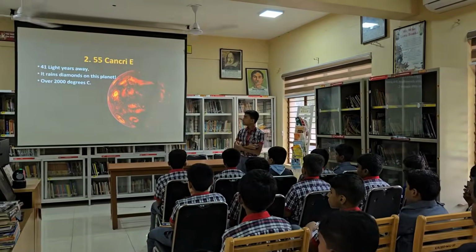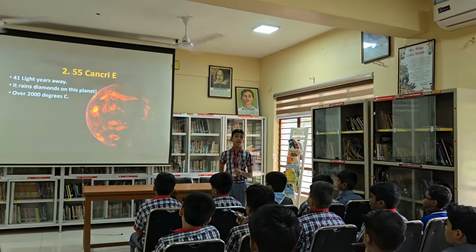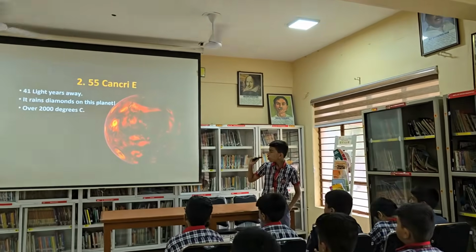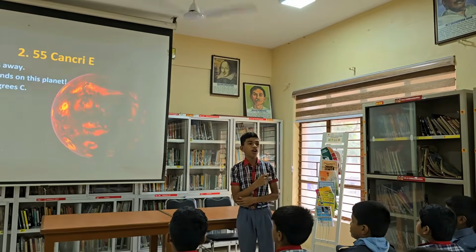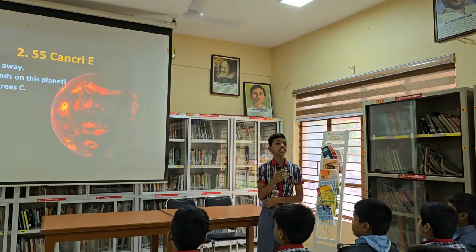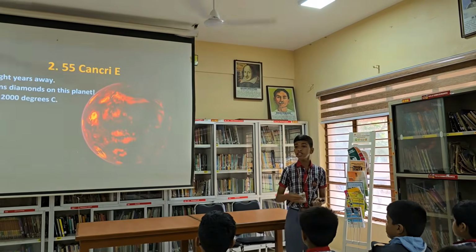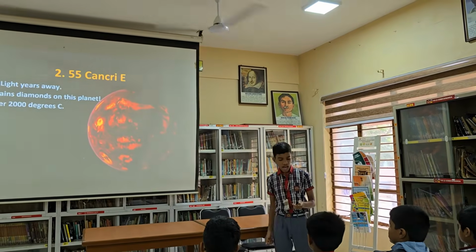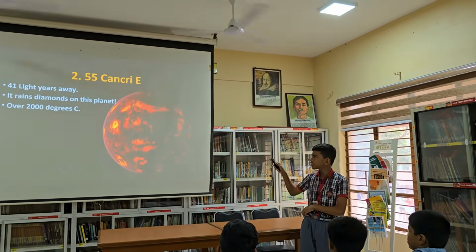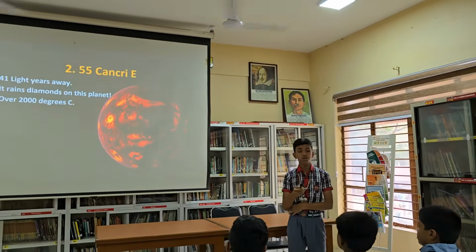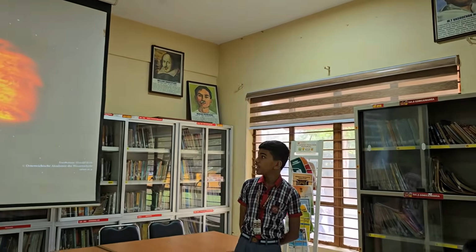The next planet is 55 Cancri e. Now this planet is located really far away, and although it is called the diamond planet, and although it doesn't look like a diamond, the reason why it's called a diamond planet is because it rains diamonds. Unlike the other planet where it rains glass, on this planet it rains diamonds. And the reason why it rains diamonds is because of the extreme heat on this planet. This planet is over 2000 degrees Celsius.